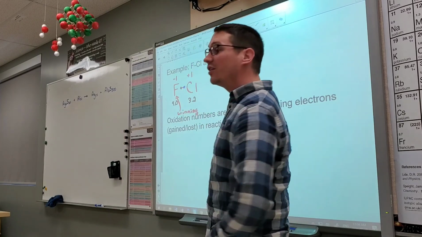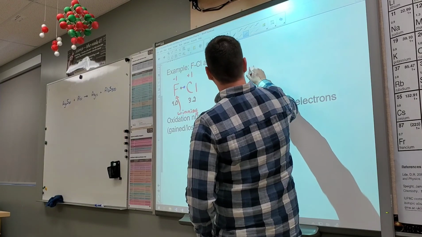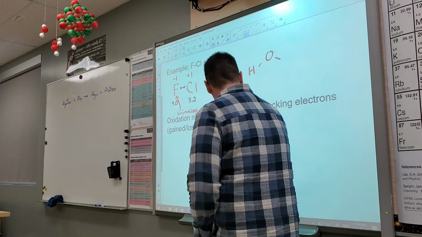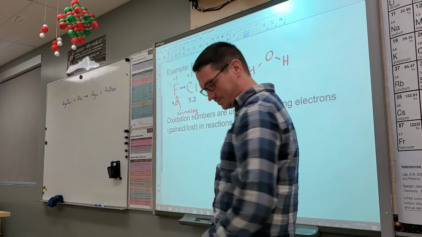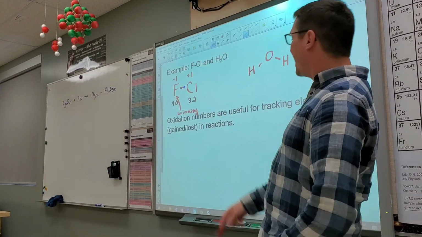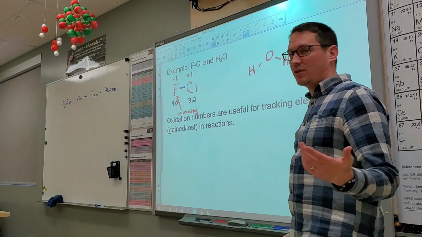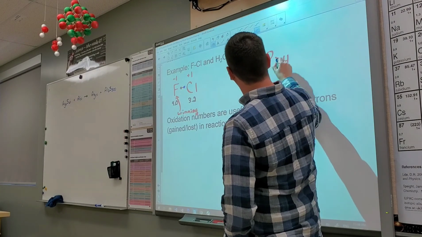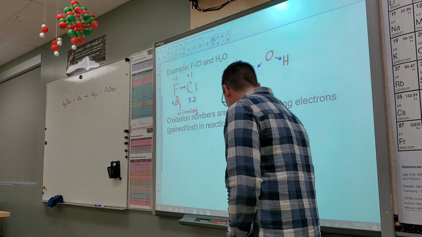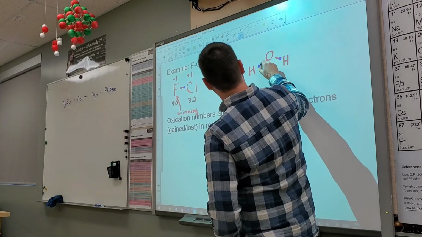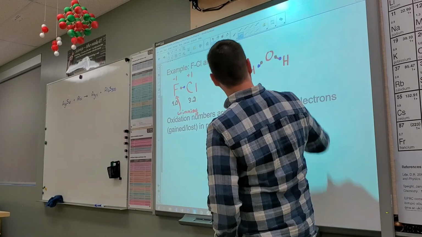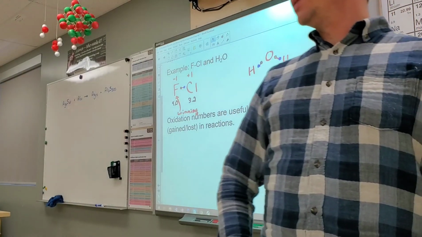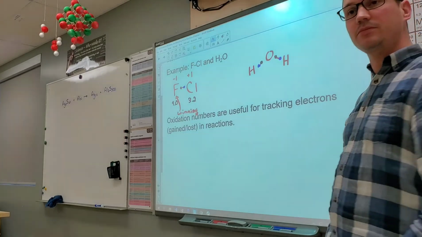So now let's take a look at H2O. Now each bond represents how many electrons again? 2. So let's have 1 electron. The blue electron is from hydrogen, and the black electron is from oxygen. Whatever, it doesn't matter. Who's winning the battle for those electrons? Oxygen.